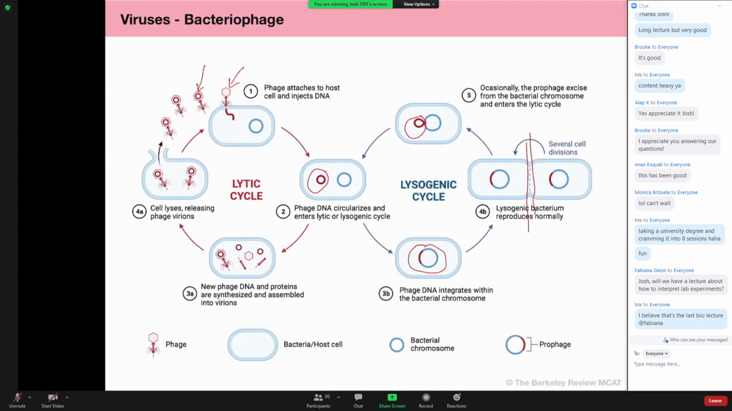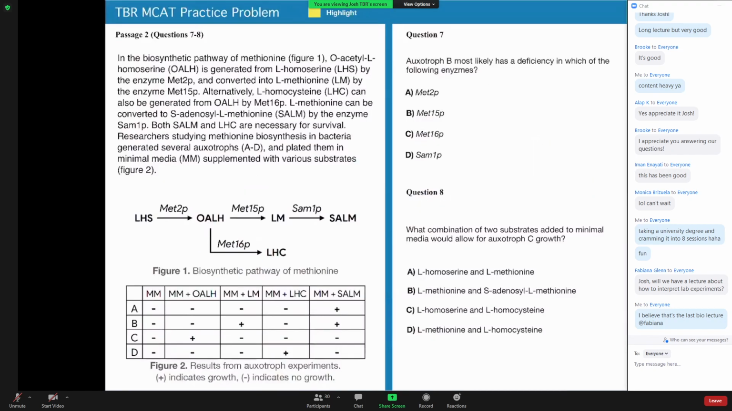Oh, did I not? Oh, I didn't even go to the last. Sorry about that. Here's the last passage question, if you guys want a little extra practice right now.